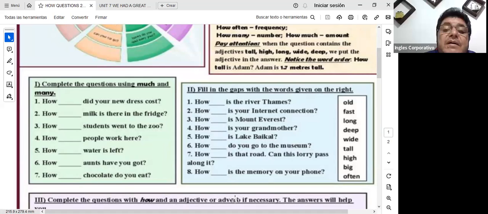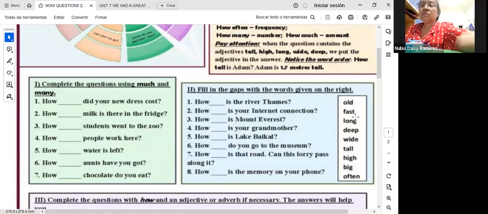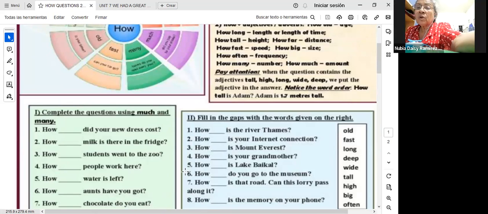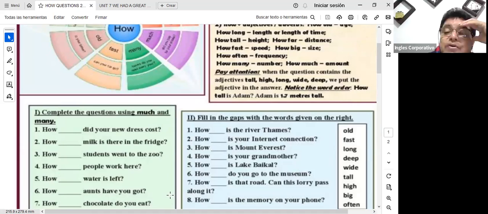Okay, now let's move on. Let's continue with exercise 2 here. Fill in the gaps with the words given on the right. Remember here, read the answer first. Read the answer, okay? And you are going to use the question like this: how long, how old, how fast, how long, deep, how wide, how tall, how high, how big, or how often.